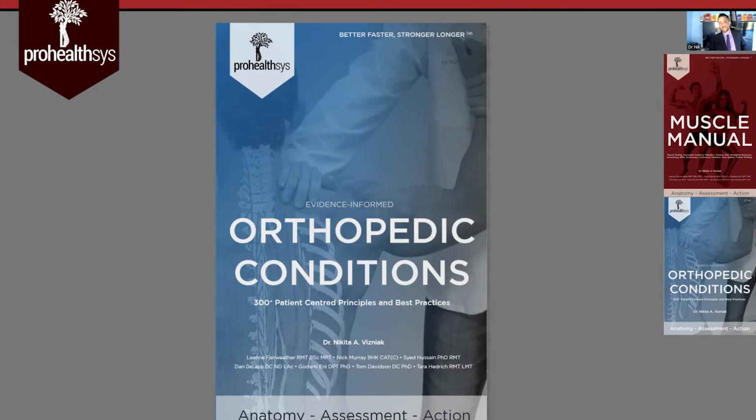And we're going to be talking about the hip from the Orthopedic Conditions Manual. We're going to be going through basic intro and then moving on to other key options as well. All right, so go ahead.